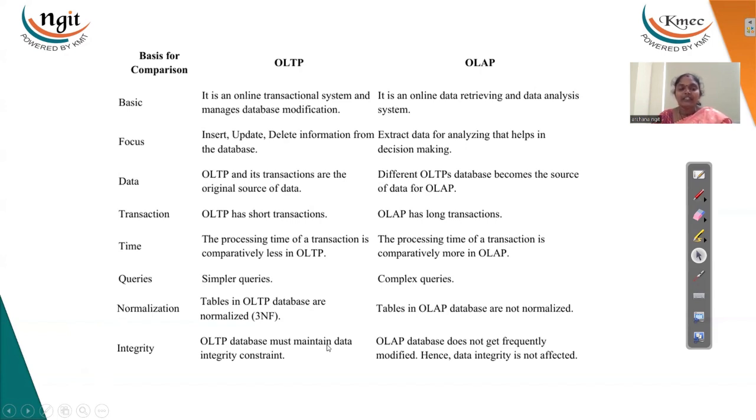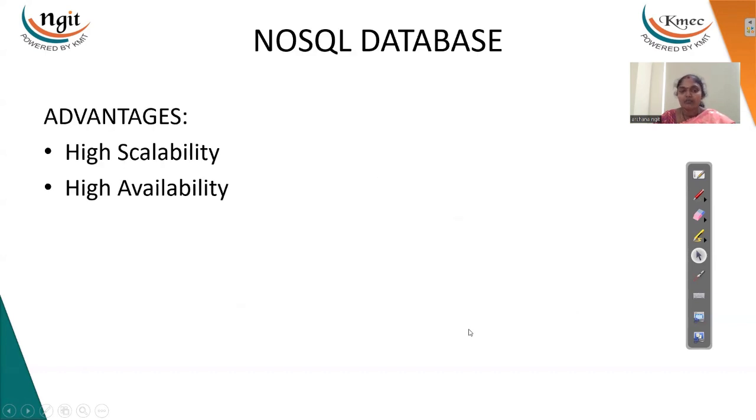Then finally, in OLTP, the integrity must be maintained. Data integrity is ensured. Whereas in OLAP, databases do not get frequently modified, because once the data is stored, we just take it for the analysis part. We will not make any kind of changes to it. So that's why we need not give high priority to data integrity. We are not going to violate any data integrity principles there, so it will not have any impact.